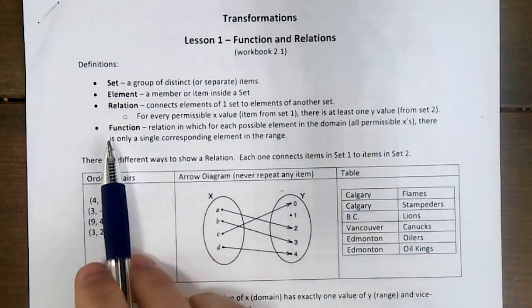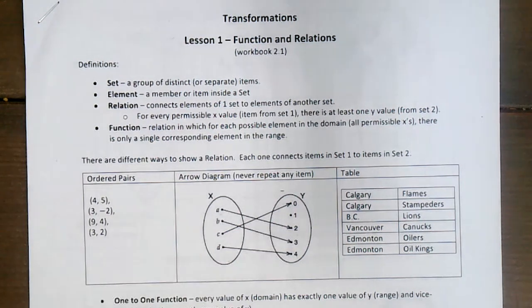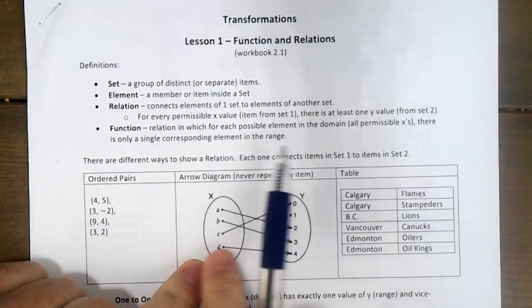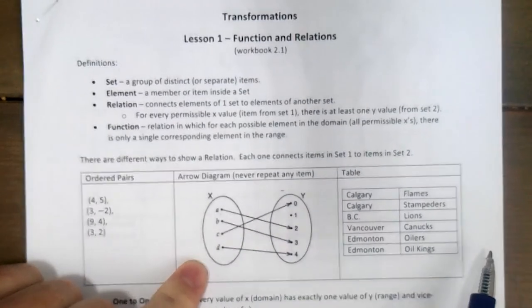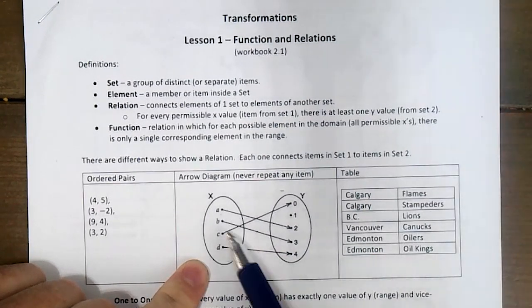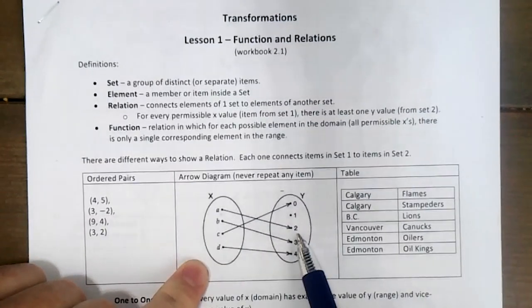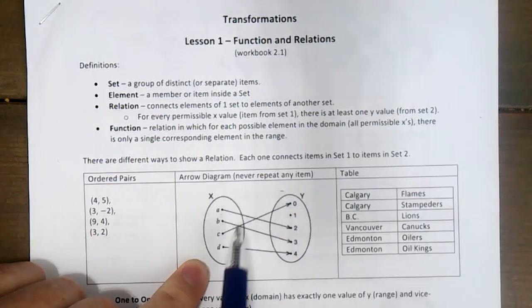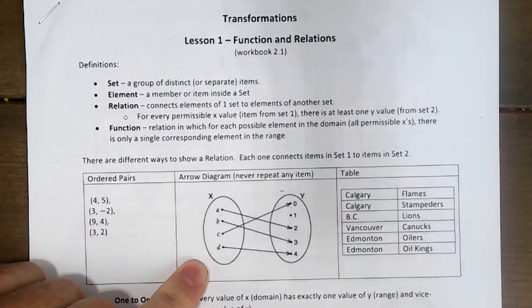Now a function is a special relation. This is where everybody in set 1 only has one matching partner. So you can see here, A only has a match to 2. B is only matched to 3. I always look at it as cheating. Nobody in this group is cheating. We don't really care about Y. As long as the first set, there's no cheaters.